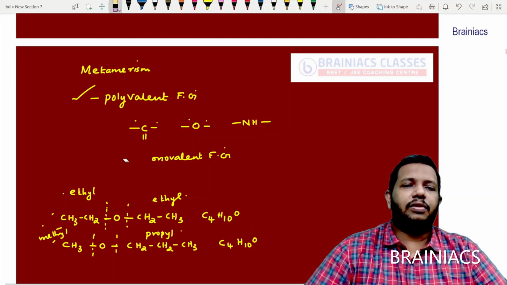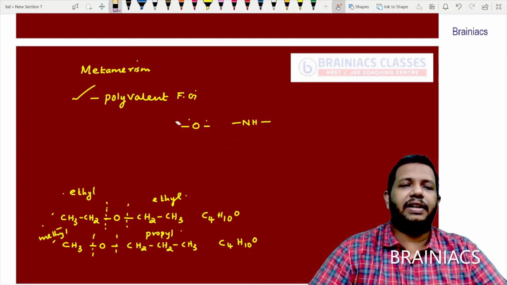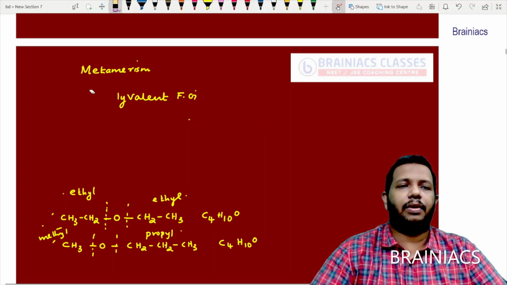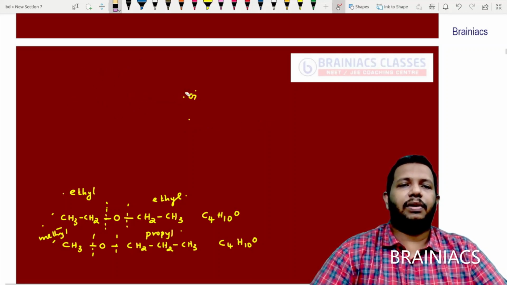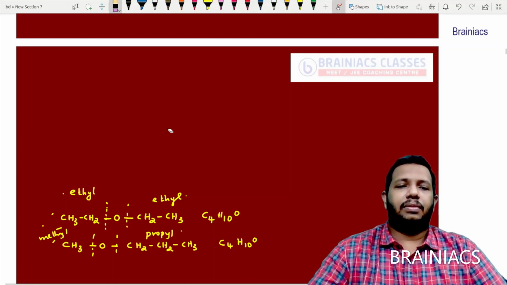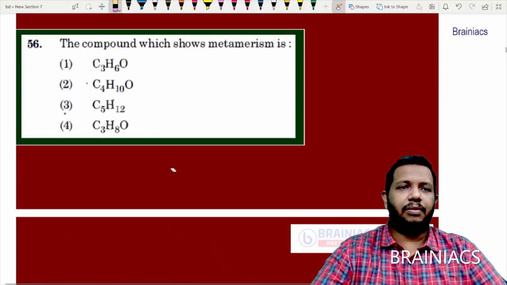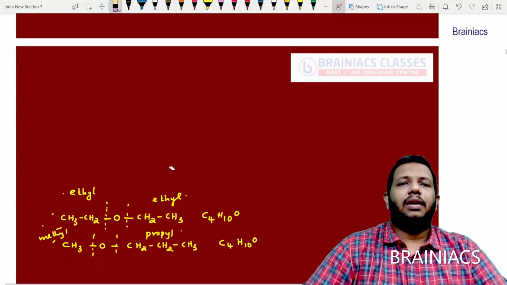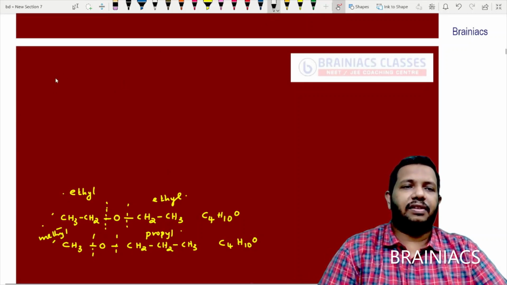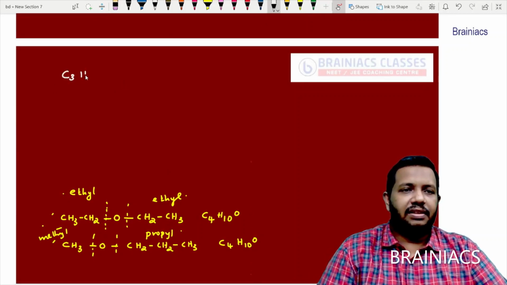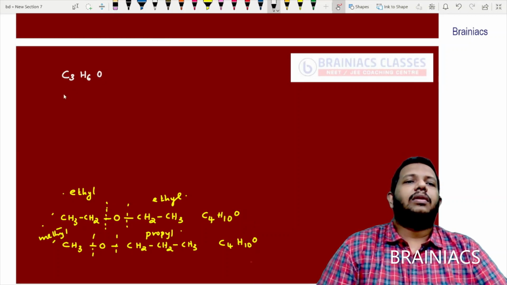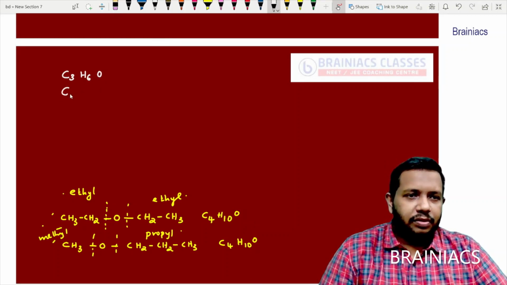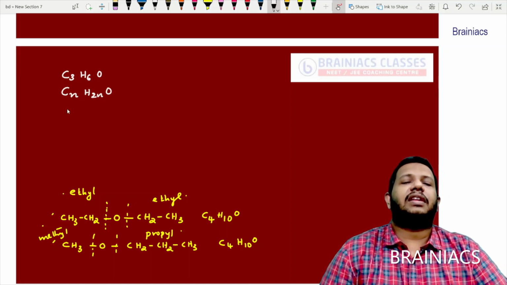If you go to this question, you can see the options. We will take the options one by one. In the first option, they have given C3H6O. So let's identify C3H6O. I understood that this formula looks like CnH2nO, and I know that this is nothing but a ketone group.